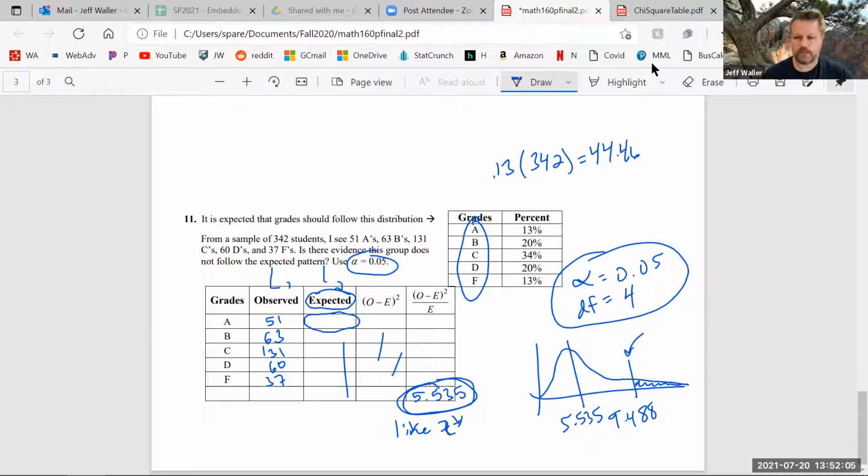Cool. So then did we find evidence that this distribution is different? Did we find evidence that they do not follow the expected pattern? No. So that's what we say. We have not found evidence that this group does not follow the expected pattern.